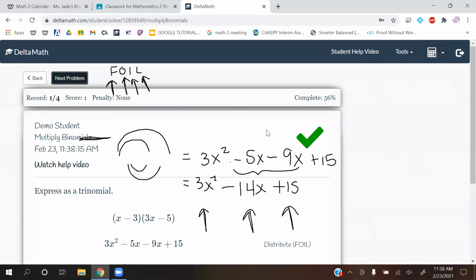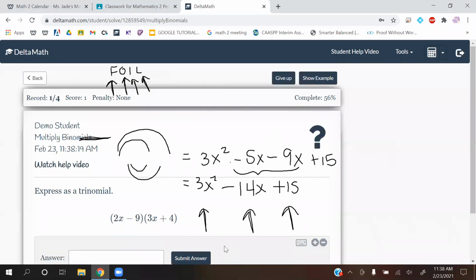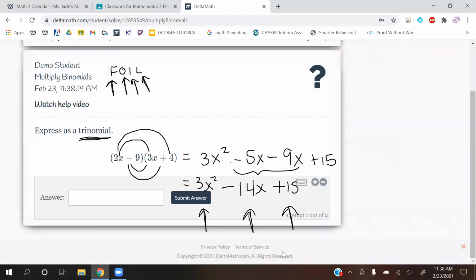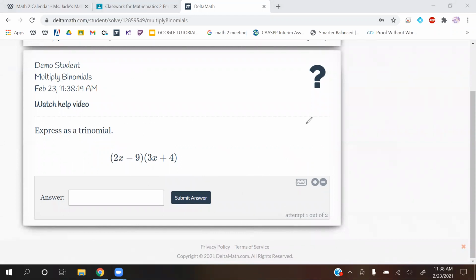Actually, let's do another one of these. So I'm going to go to the next problem and let me fix all these annotations because, my goodness, they are in the way here. Okay, so once again, we're going to FOIL this. FOIL. Remember, FOIL is an acronym. It stands for first, outer, inner, last. So we're going to start with first.